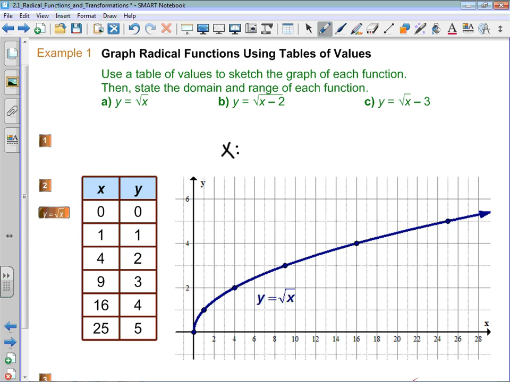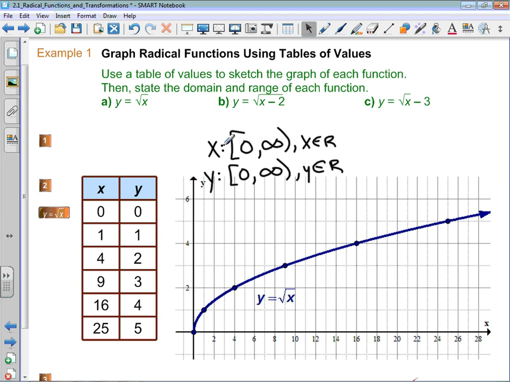So x would exist from, oh, I messed up already. Good start, good start. We'll try that again. x is going to exist, we need to put a square bracket around 0 because it can be 0, and it's going to go all the way to positive infinity. And x is an element of the real numbers. That's our domain. Our range is very similar. y is going to go from 0 to infinity, and it also is going to be an element of the real numbers.